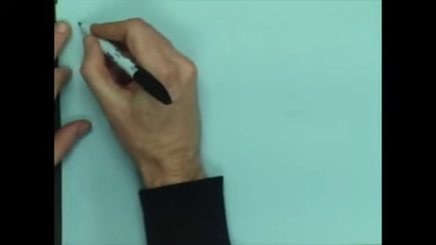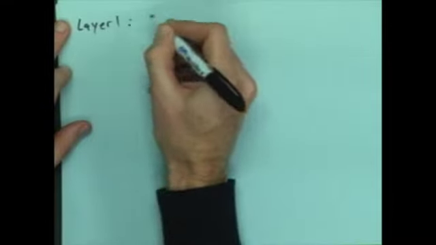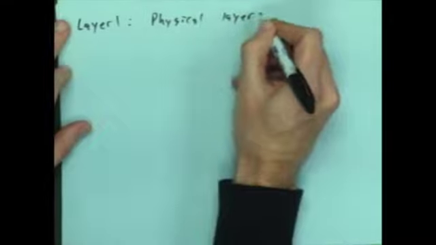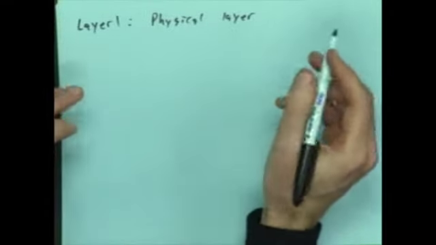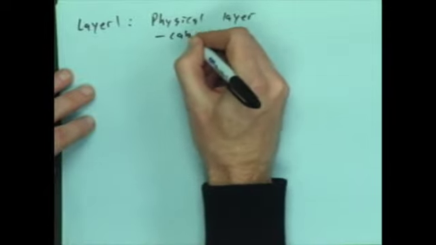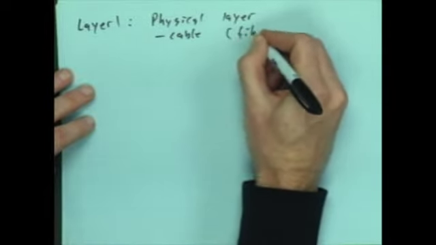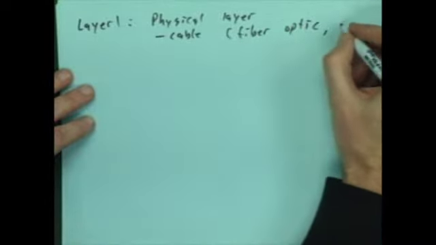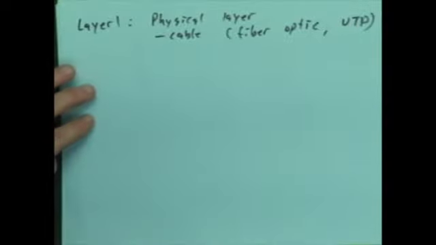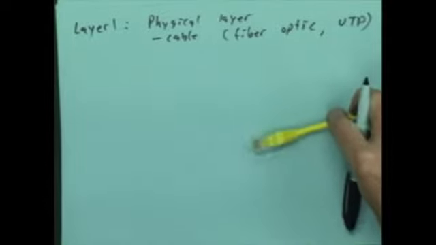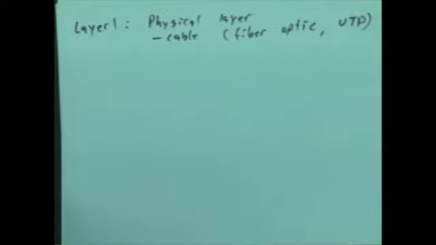So what are our layers? The bottom layer, layer 1, is the physical layer. That's the actual cable. Okay, so this might be a fiber optic cable. It might be an unshielded twisted pair. And that's what these are. Unshielded twisted pair, just so you know.